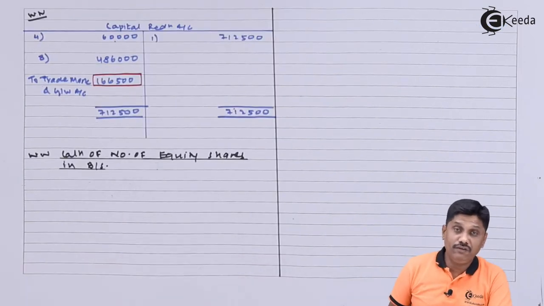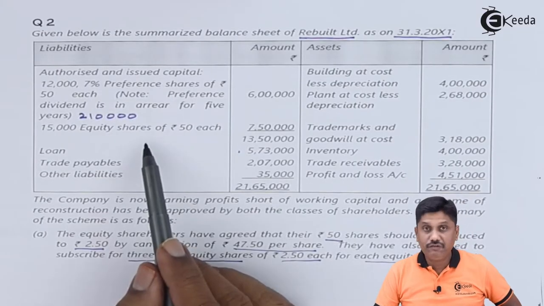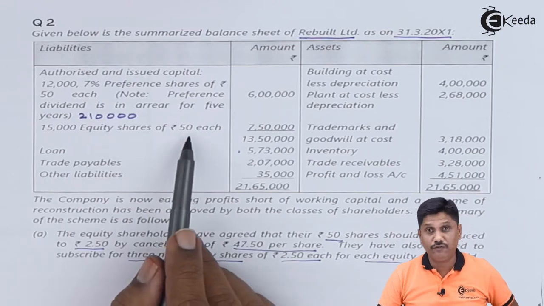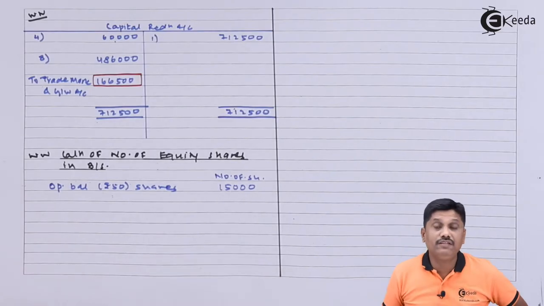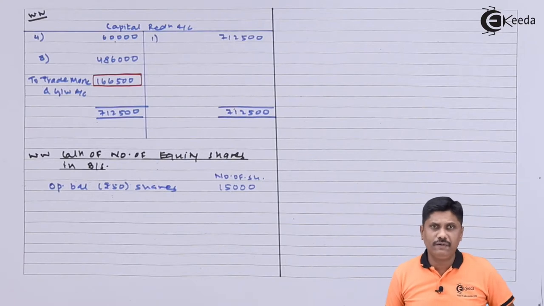While doing this, I will firstly begin with the balance sheet number of shares. Balance sheet number of equity shares are 15,000. So it is my starting point and these shares are of rupees 50 each. Now I will see my entries. Importantly, we are talking about a liability item. If it is credited, it will be added. If it is debited, it will be subtracted. So let's go entry by entry.